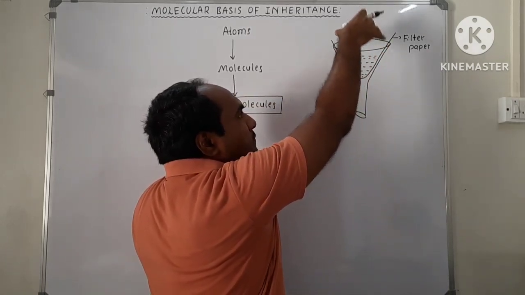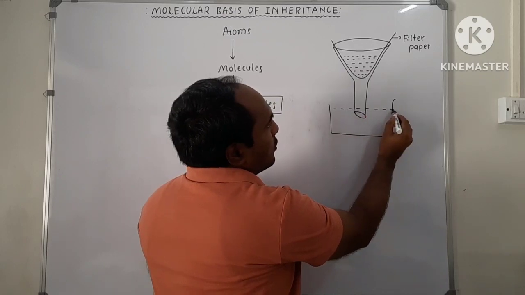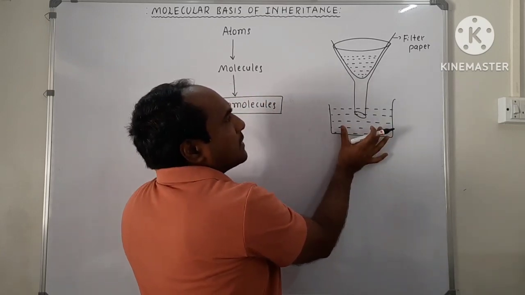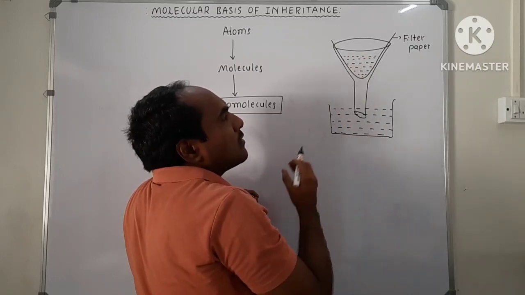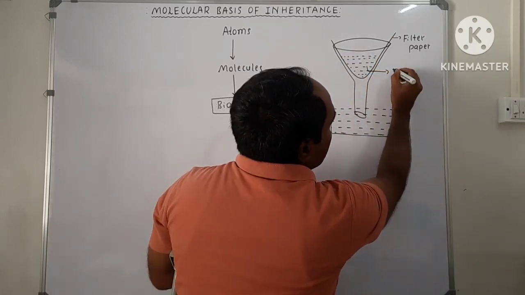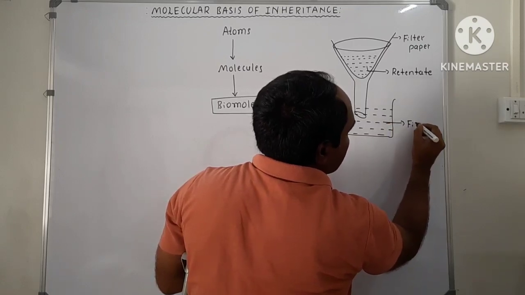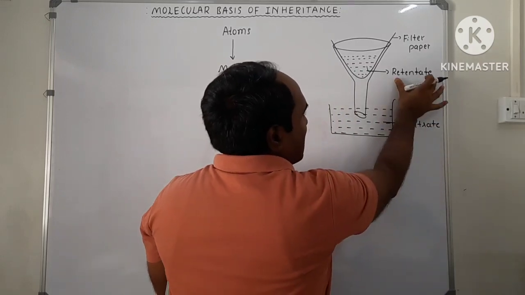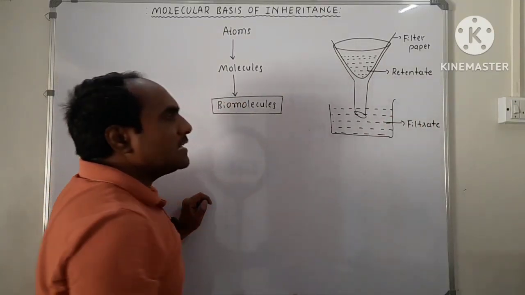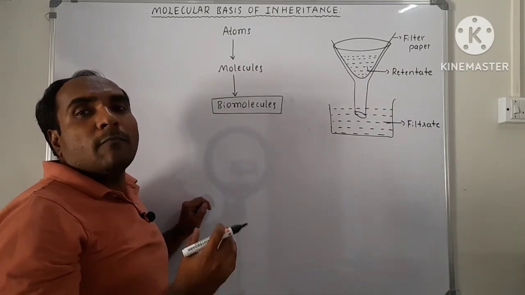When this slurry is filtered across the filter paper, we obtain two components. The molecules which are small in size and soluble in trichloroacetic acid are collected in the beaker, and the components which are larger in size and insoluble in trichloroacetic acid remain in the filter paper. This is known as retentate, and this is known as filtrate. When the retentate and filtrate are subjected to chemical analysis, we find that the filtrate contains some micromolecules, biomicromolecules, and the retentate contains some macrobiomolecules.